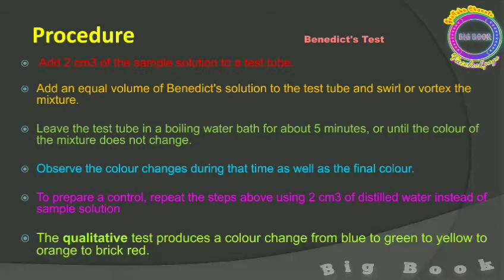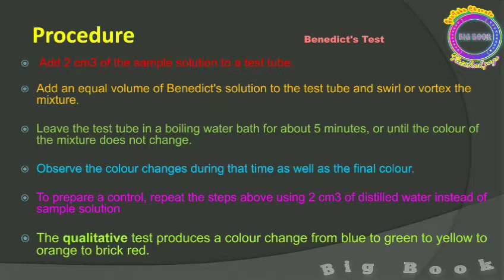Certainly we are going to use a water bath to get the result instantly, within the boiling water bath time of 5 minutes. But certainly if we add the reagent to a reducing sugar, it is going to give the result. Observe the color changes during that time as well as the final color.